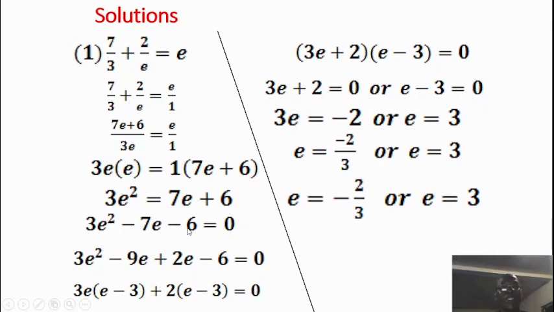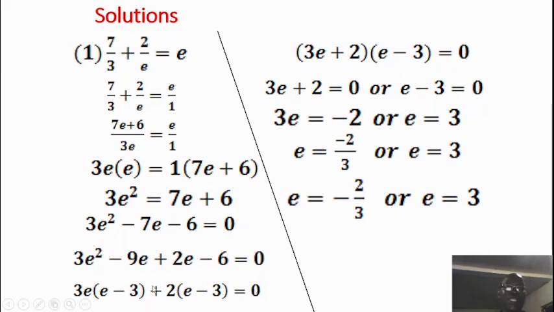We shall use the factorization method here, knowing that minus 7E is equal to minus 9E plus 2E, so that we can factorize in pairs. The common thing between 3E squared and 9E is 3E. When 3E divides this, we are left with E, but when 3E divides 9E, we are left with 3. Here, 2E minus 6 has 2 as a common factor, which when we divide 2E by 2, we get E, and dividing 6 by 2, we get 3. So everything now is equal to 0.